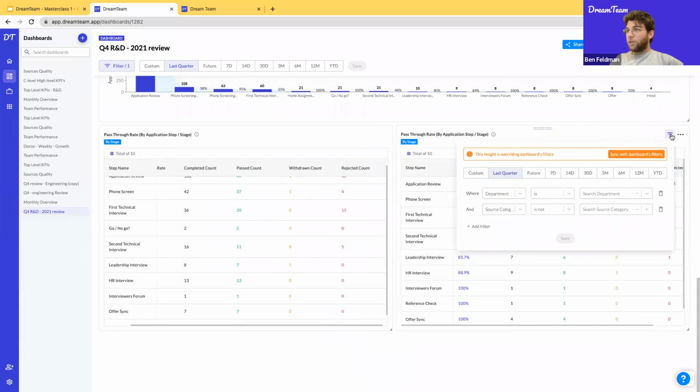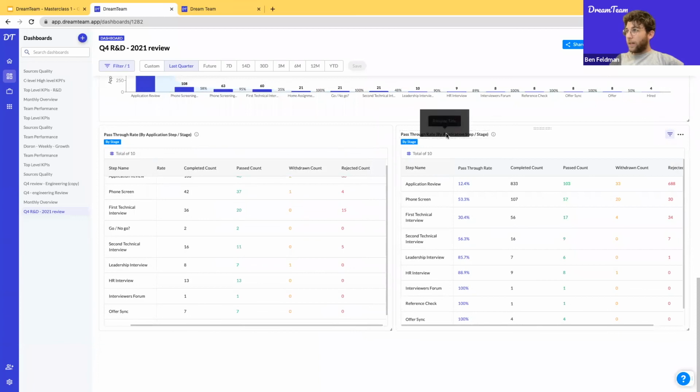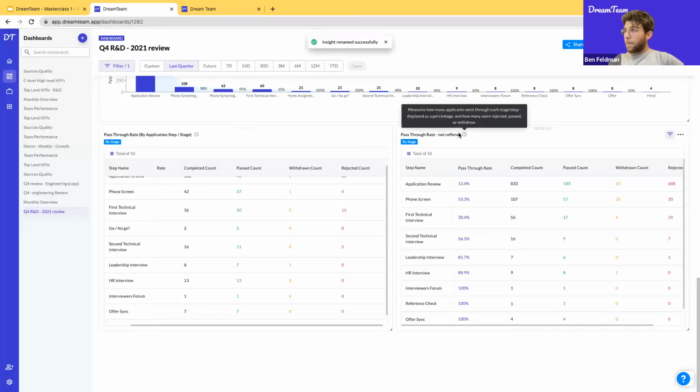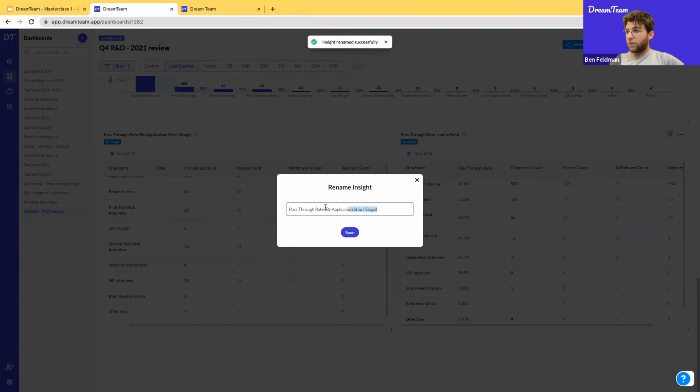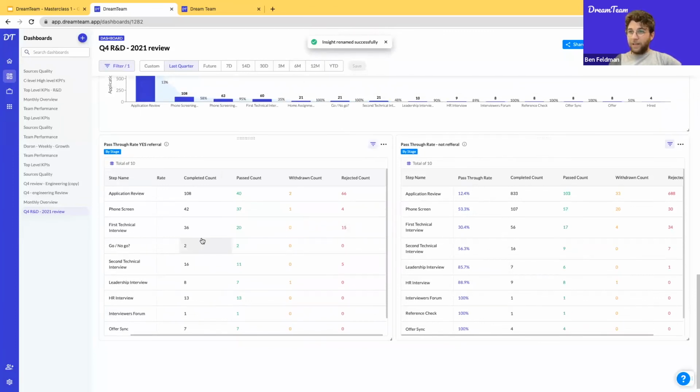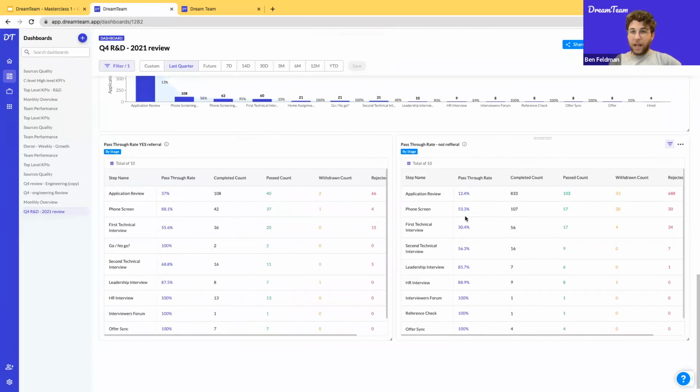Actually going to make sure, because right now I'm just confused, right? Which one is which? So this one is not referral. So I'm going to go ahead and change this name. So pass-through rate, not referral. And this one is pass-through rate. Let's make it very clear. Okay, great. And now we can start comparing the two and seeing if there's different types of percentages, different types of insight, and things like that.